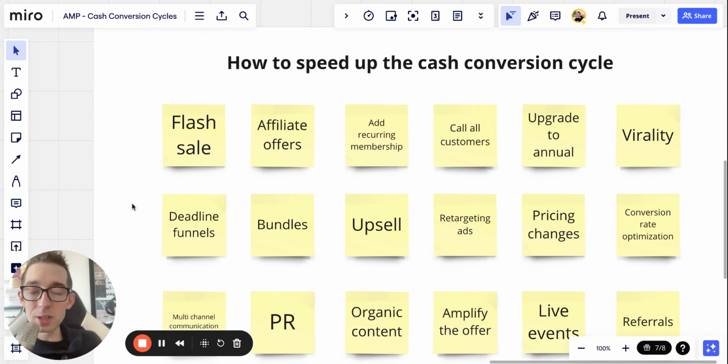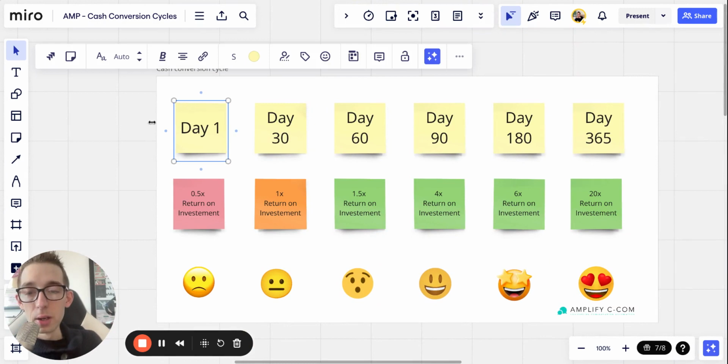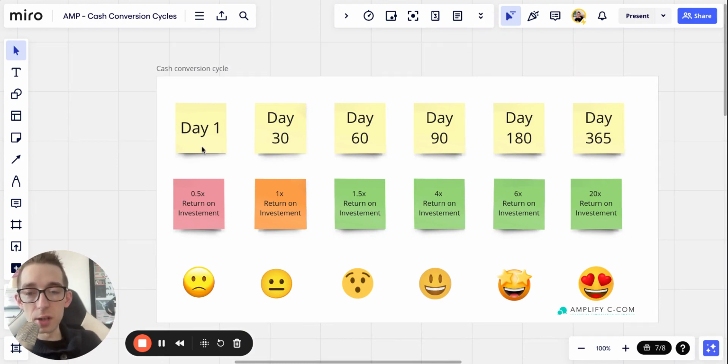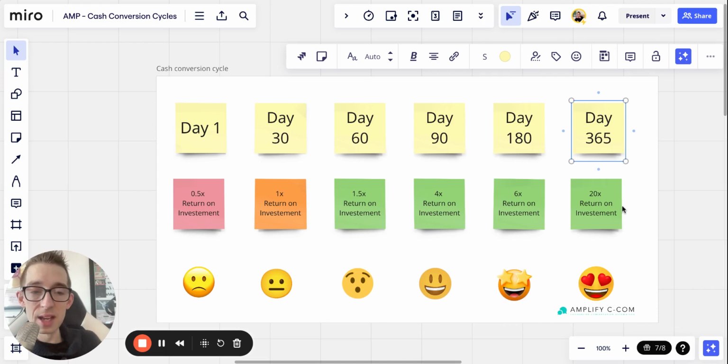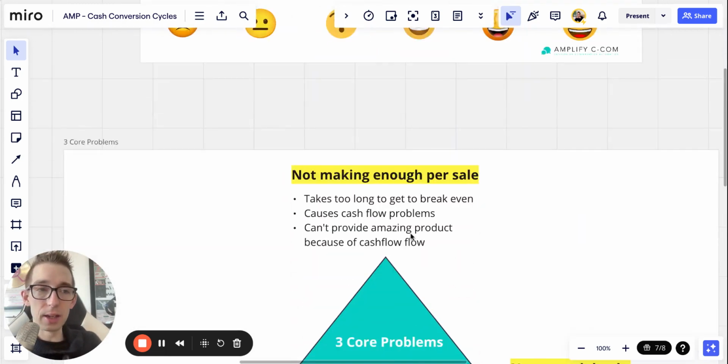Now, if you just picked 1, 2, 3 of these to implement this month, how much do you think your business will grow? So think about that. Think about how you can reduce this cash conversion cycle from getting to profitability, and if you're getting 20x or whatever it is after 365 days, how you can bring that down to 90 or 60 days if you had to. And think outside the box, think in a different way, and enjoy it from there.